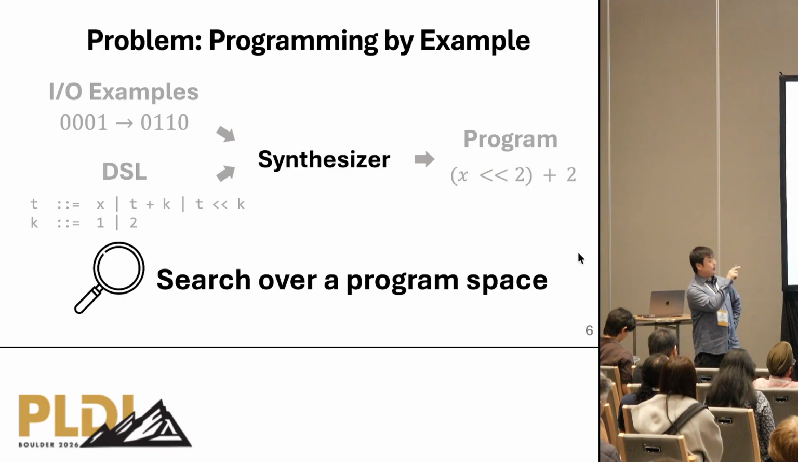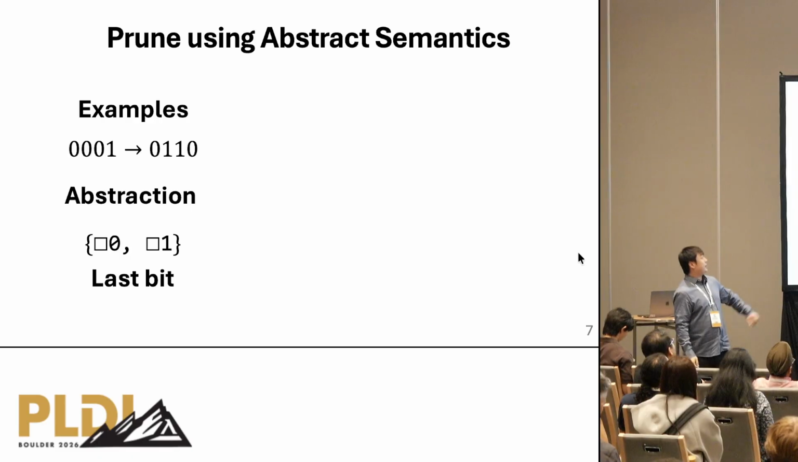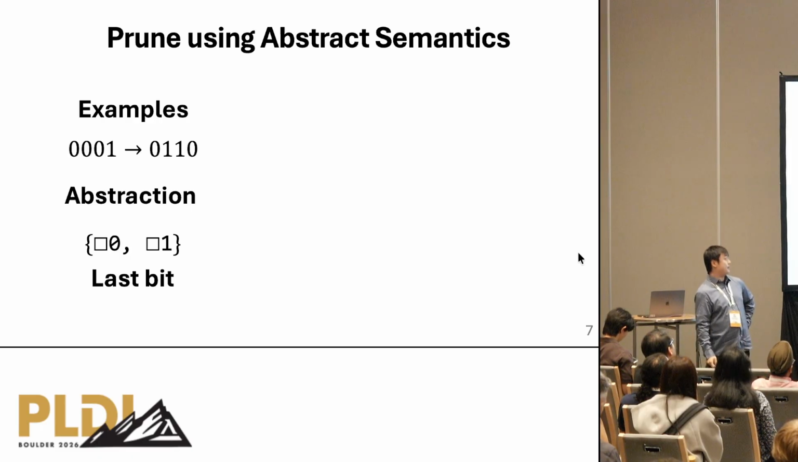The synthesizer here essentially searches over a program space. As the program space could be large, this procedure could be slow. One way to speed this up is to use abstract semantics to prune, and it's also well studied in this community. Basically, you have examples here, and you have abstractions. For example, here, the abstraction could be the last bit. The last bit of every value could be 0 or 1.